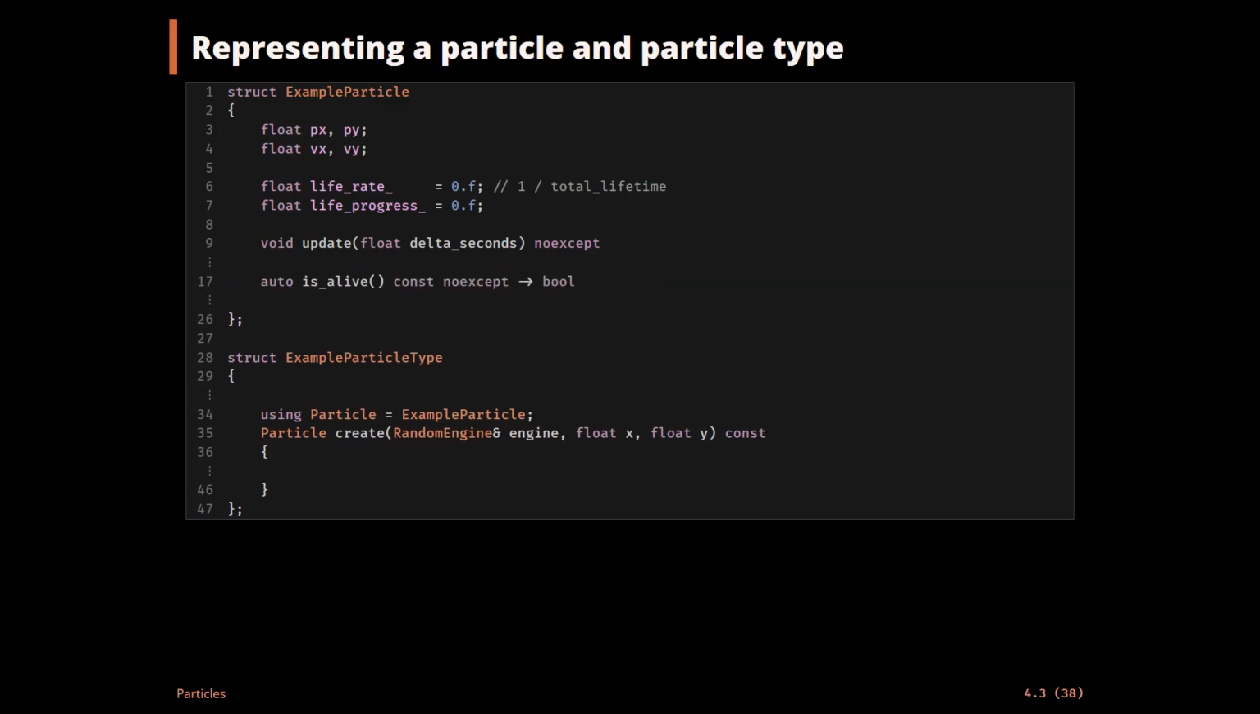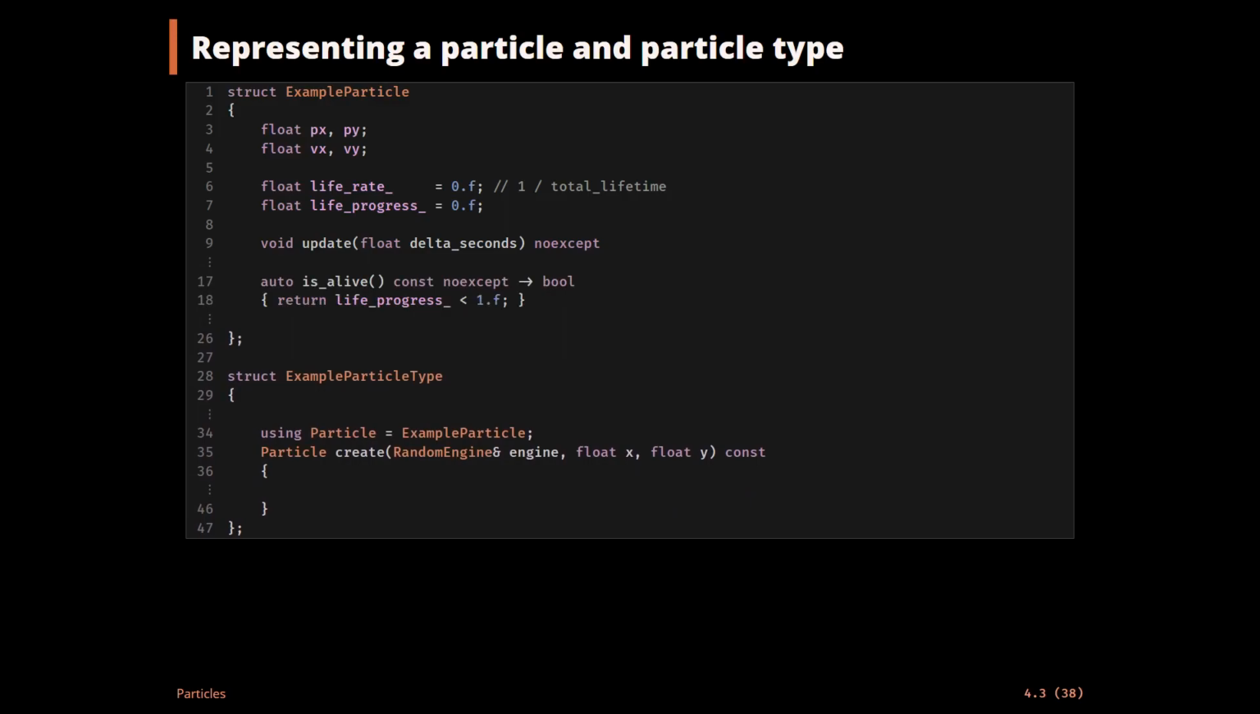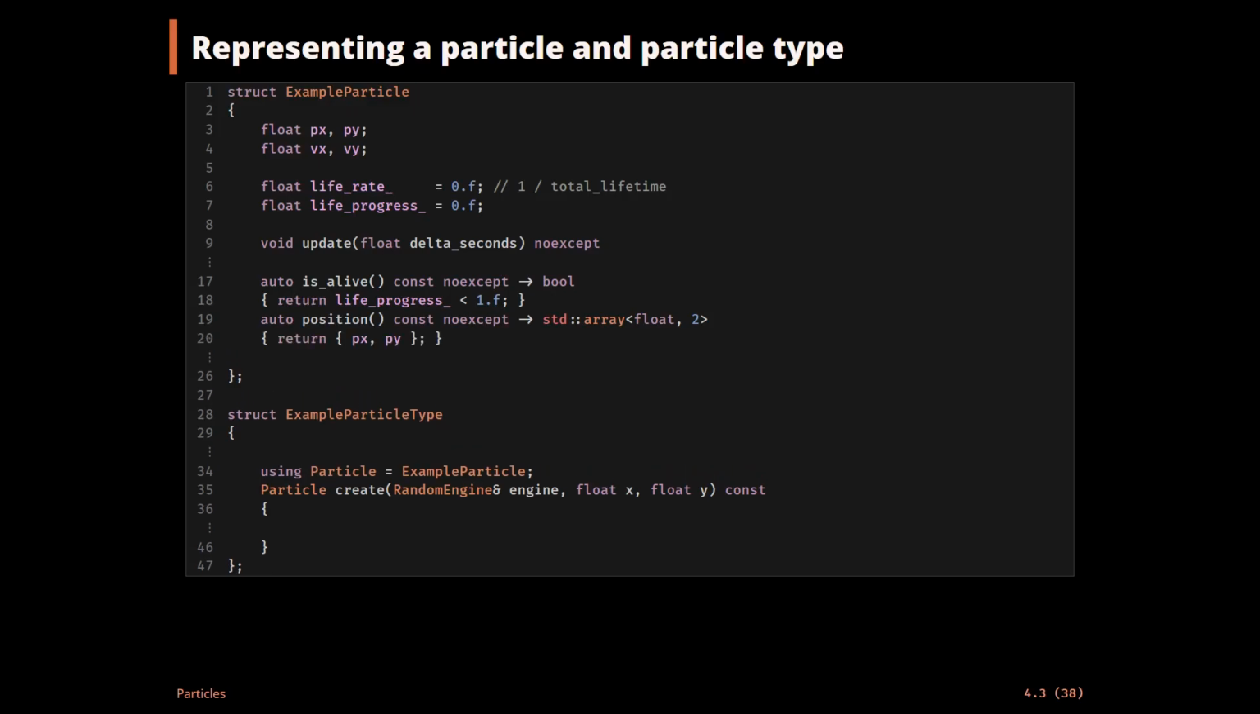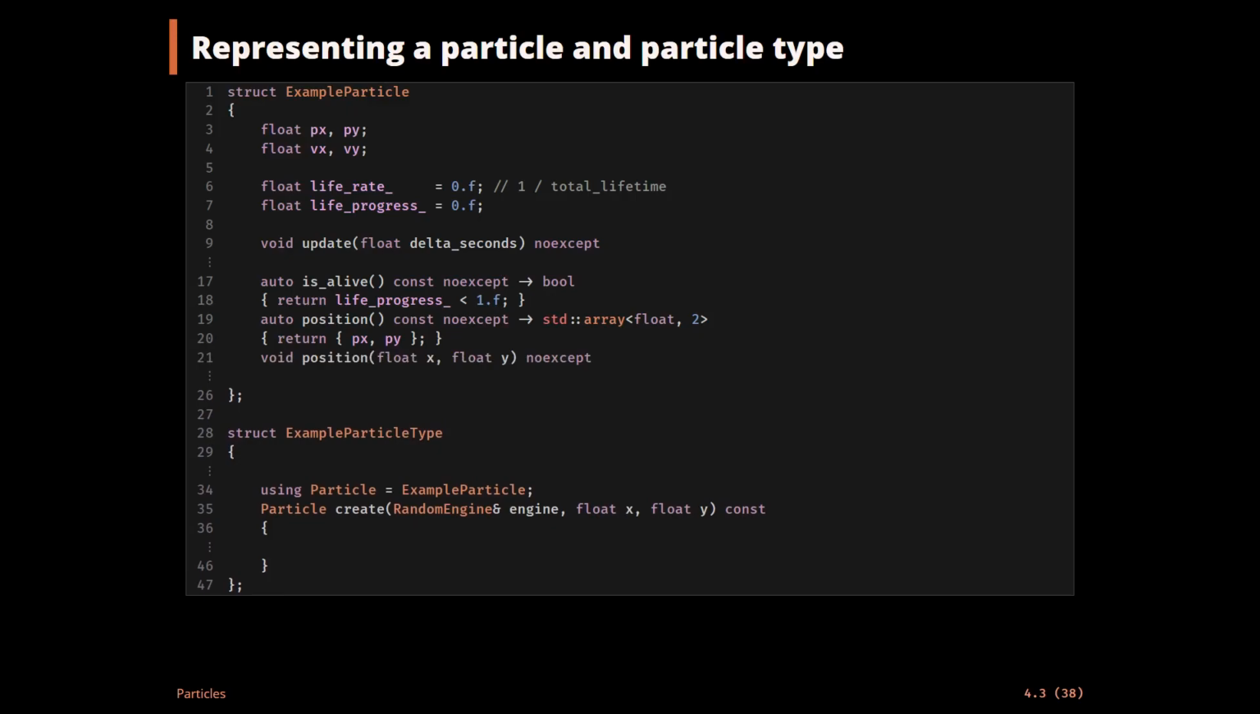Then it has an is-alive function, which just returns whether life progress is less than 1. So if life progress is 1, the particle is dead. Then it has a position, which returns an array of 2 floats, so x and y, and it just returns px, py. And then it has a position setter, which takes an x and a y, and that allows you to actually set the position of a particle. All right, so that's the interface for a particle.